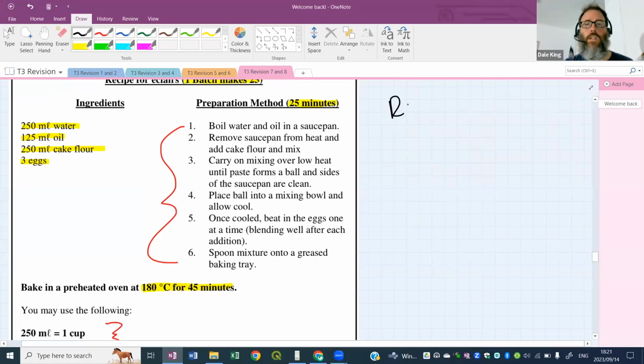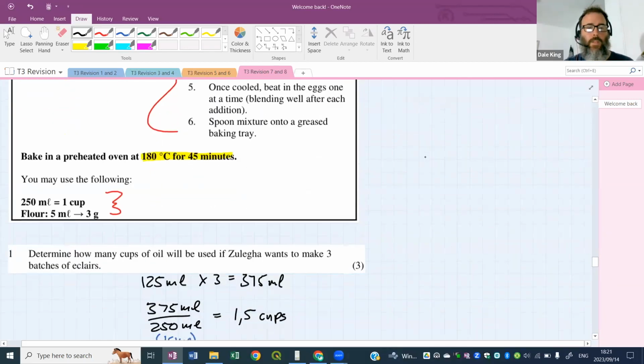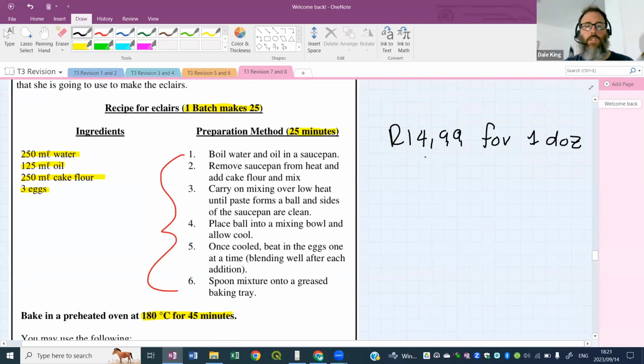It's $14.99 for one dozen. We need to know how much is it going to cost for the eggs for this batch. All right. 2 minutes and you should have this done. Nice and easy. Conversions is easy, guys, compared to tax tables. $14.99 for one dozen. How much will it cost for 3 eggs?